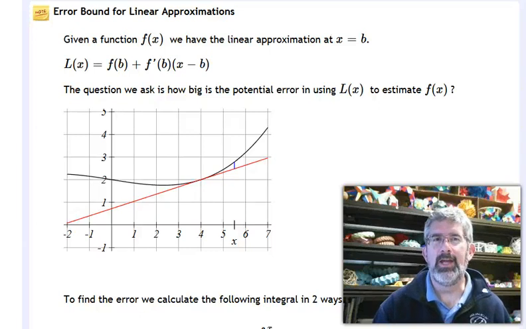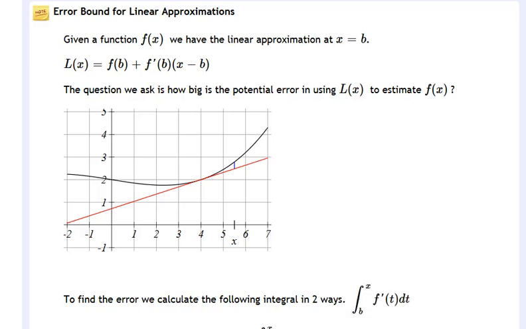Hi, I want to take a look at the error bound for the linear approximation and show you where the formula comes from. So I'll get myself out of the way and we'll be able to see what we're doing here. So here's the setup. I've got a function, y equals f of x, and we're going to use a linear approximation for that function at x equals b.